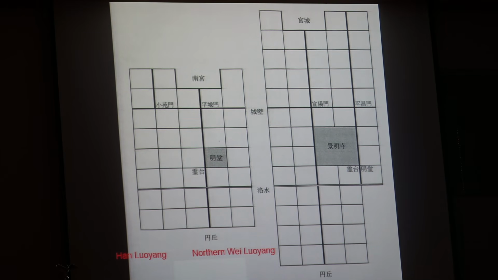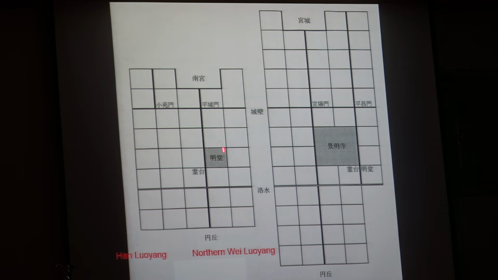But less well known is what happens when a city becomes Buddhist. And there is some research on this subject in China. And so you are looking at the city of Luoyang. You're looking at the Han city. You're looking at the Northern Wei city.